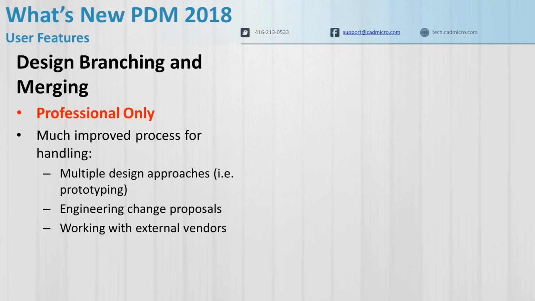And also working with external vendors. So what you could do is you could branch a portion of your assembly to a folder that only the third-party contractors have access to, and they in turn don't have access to the rest of the vault. They can make their changes, and then you can merge their changes back into the original design.